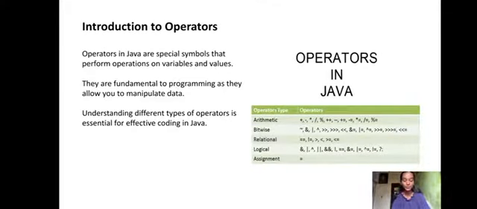So first, let's study the introduction of operators. Operators in Java are special symbols that perform operations on variables and values. They are fundamental to programming as they allow you to manipulate data. Understanding different types of operators is essential for effective coding in Java. So here are the basic types of operators in Java, that is arithmetic, bitwise, relational, logical, and assignment.